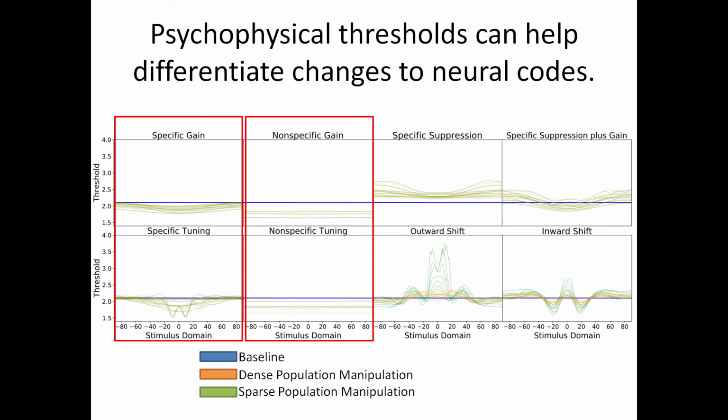Even still, you can separate the other types by how they differ from baseline, and you can still tell that the type falls into one of these subgroups, meaning you can narrow it down to either specific gain or tuning or nonspecific gain or tuning. Specific suppression plus gain was an interpolation between specific suppression and specific gain. If the gain or suppression mechanisms are imbalanced, then it's too difficult to differentiate it from the others.